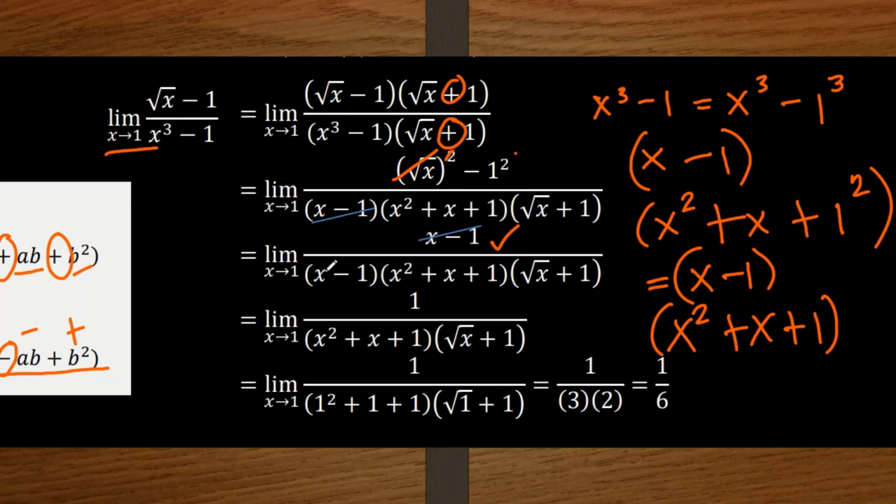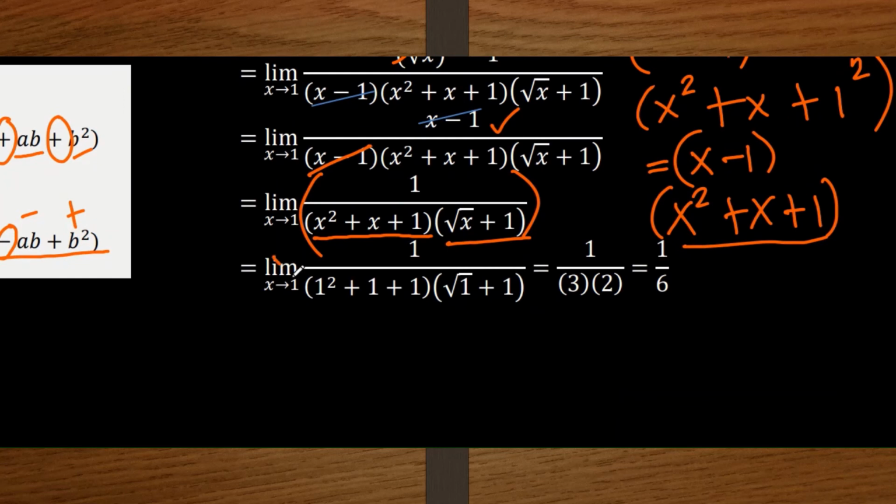Therefore, we can now cancel out x minus 1 in the denominator. Canceling that will give us the simplified expression, and that is 1 over x squared plus x plus 1. This x squared plus x plus 1 is the other factor left after removing x minus 1. And the square root of x plus 1 is the conjugate. Okay, now we're ready for the substitution. The limit notation must be removed already. So we now have 1 over, let x be equal to 1 here.